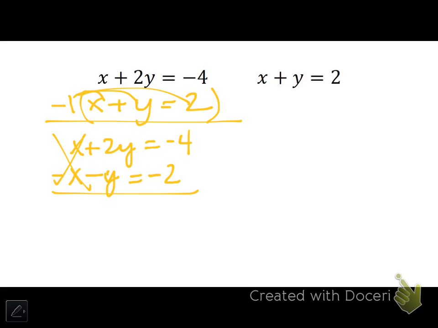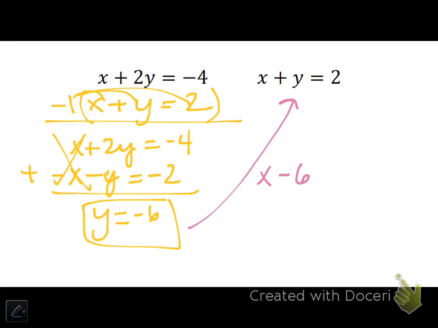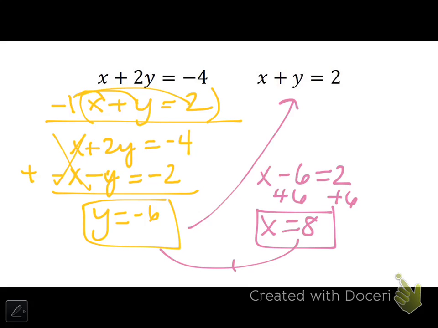So then my x's will cancel. I add down: 2y plus negative y is y. Negative 4 plus negative 2 is negative 6. Let's go ahead and plug it into this one. Add 6 to both sides. So then x should equal 8. Again, if you wanted to go ahead and check it, plug both of those in for your x's and y's in the equations here.